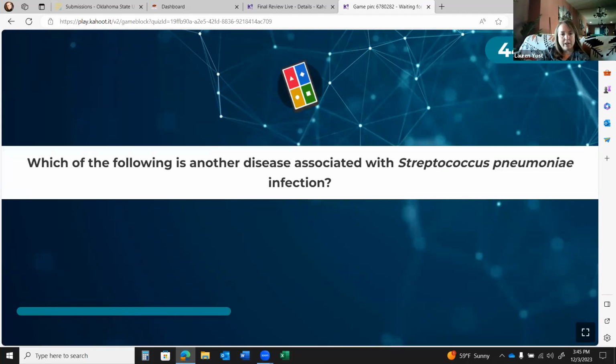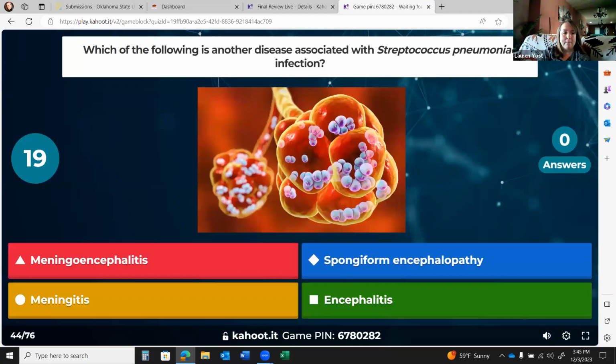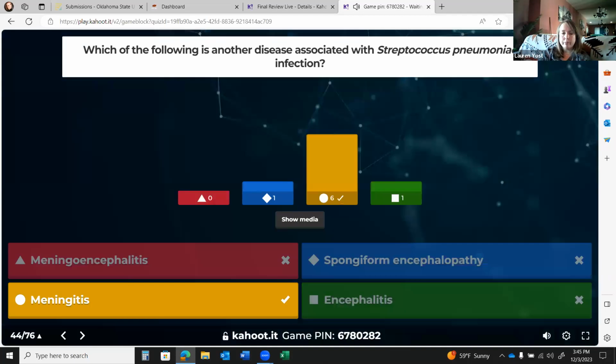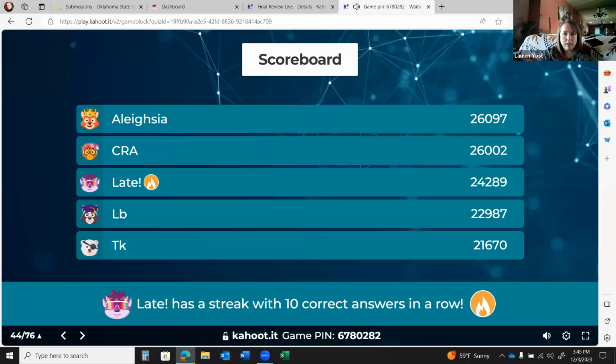Which of the following is another disease associated with Streptococcus pneumoniae infection? Excellent, guys. So yes, it is the most common cause of meningitis, in addition to being the most common cause of pneumonia. It is the pneumococcus. There is a vaccine available.